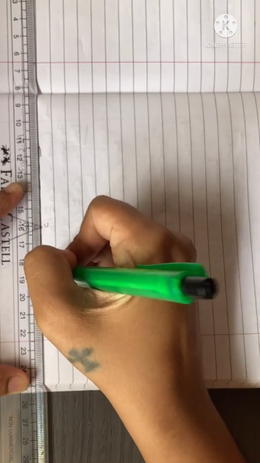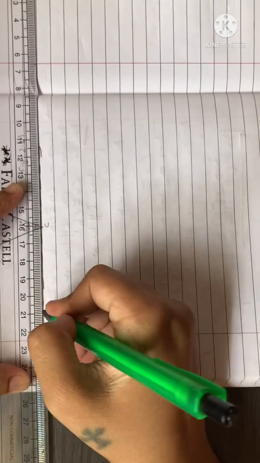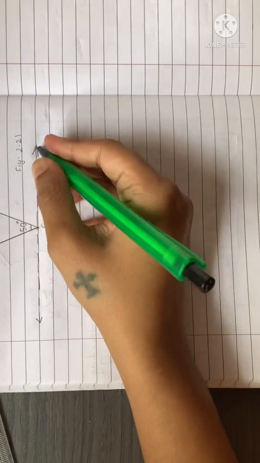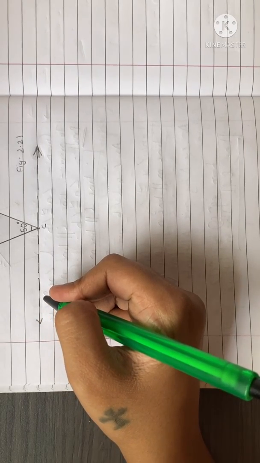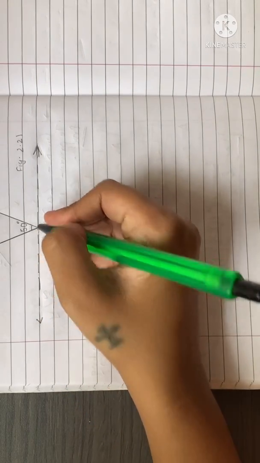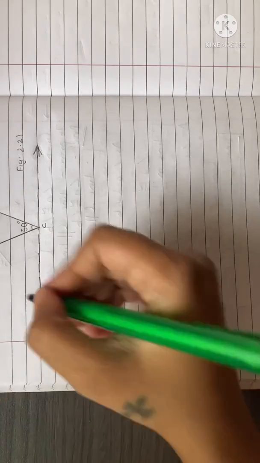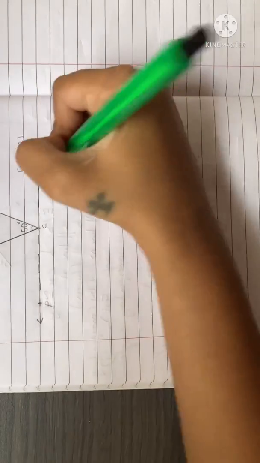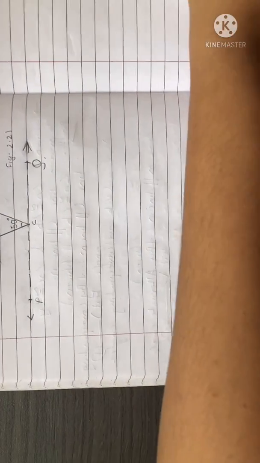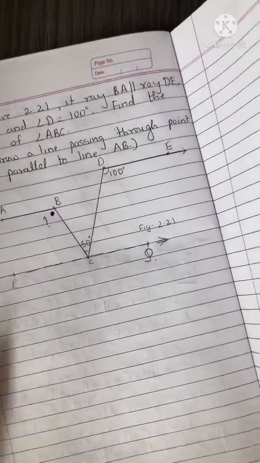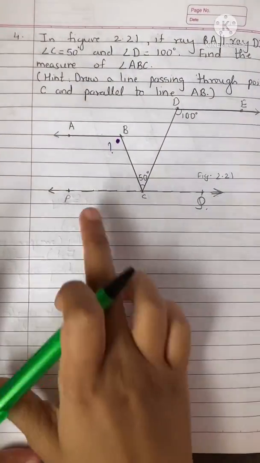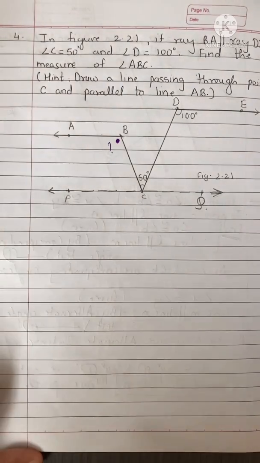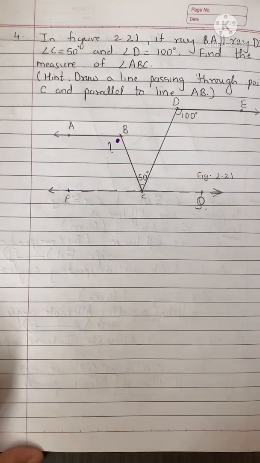Always draw the construction in a dotted line, because the examiner will easily understand that it is part of the construction. You can see here this line is passing through point C and it is exactly parallel to AB. I'll give this line the name line PQ. It is always better to give a name, because whatever construction is there, we have to write it in the given or proof part. If you don't write it down, the examiner is going to cut marks.